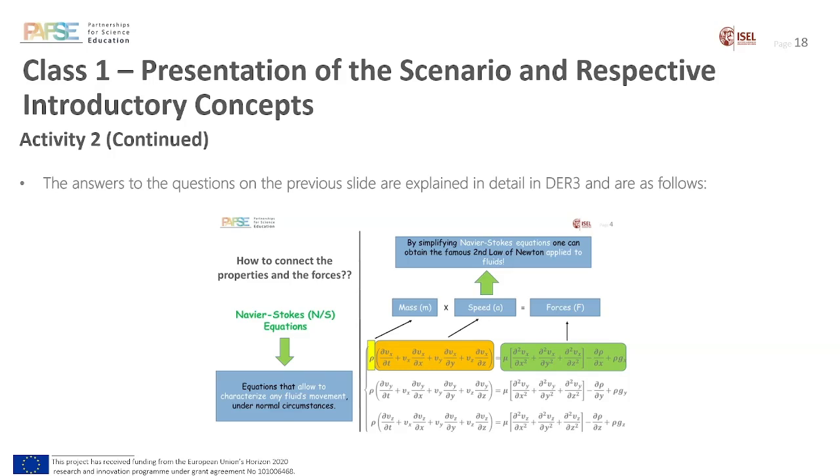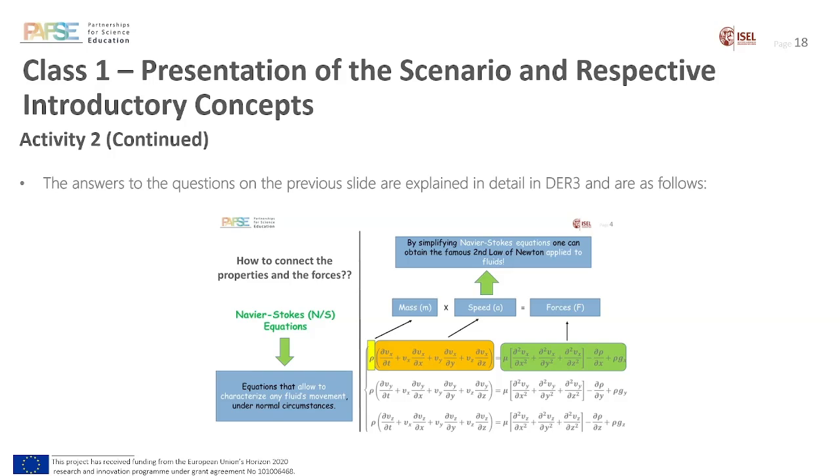Those are, in this case, the Navier-Stokes equations, and as we can see, we can identify some of the properties that were previously taught. The density is shown in the yellow line. We can see the velocity shown in the orange line. We can see the viscosity shown in the green line. So we can see that we have the properties of a fluid presented in these Navier-Stokes equations.